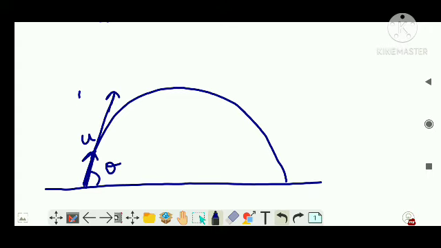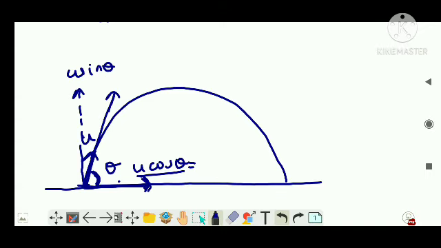Velocity is a vector quantity, so I can divide this initial velocity into two components. The component along the horizontal, next to theta, is u cos theta, and the other is u sin theta. That is a short form to remember. Clear? u cos theta is actually the x component of velocity, in the x direction, so I can write u cos theta as ux and u sin theta as uy.